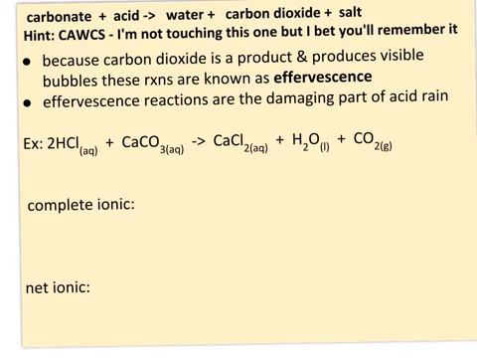So if I look at the complete ionic equation, I've got 2H plus, 2Cl minus, Ca2 plus, CO3 2 minus, and then I've got calcium 2 plus, 2Cl minus, and then the H2O and CO2 remain intact because they're not ionic. So the calcium and the chlorine are still spectators, and this net ionic equation then is going to be 2H plus, CO3 2 minus yields H2O and CO2. And just like we have the same net ionic equation for each neutralization, a carbonate and acid should yield this same net ionic equation each time as well.